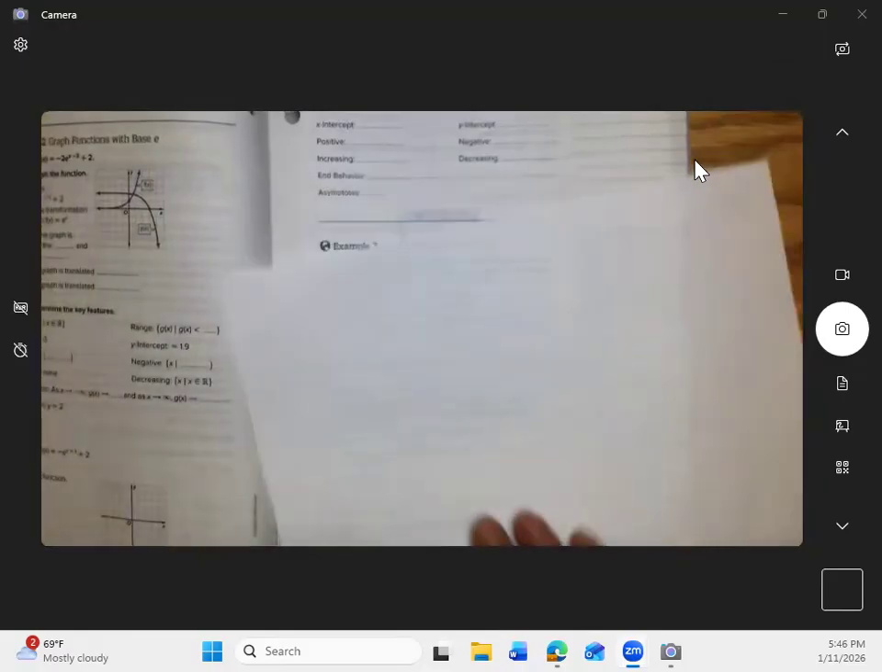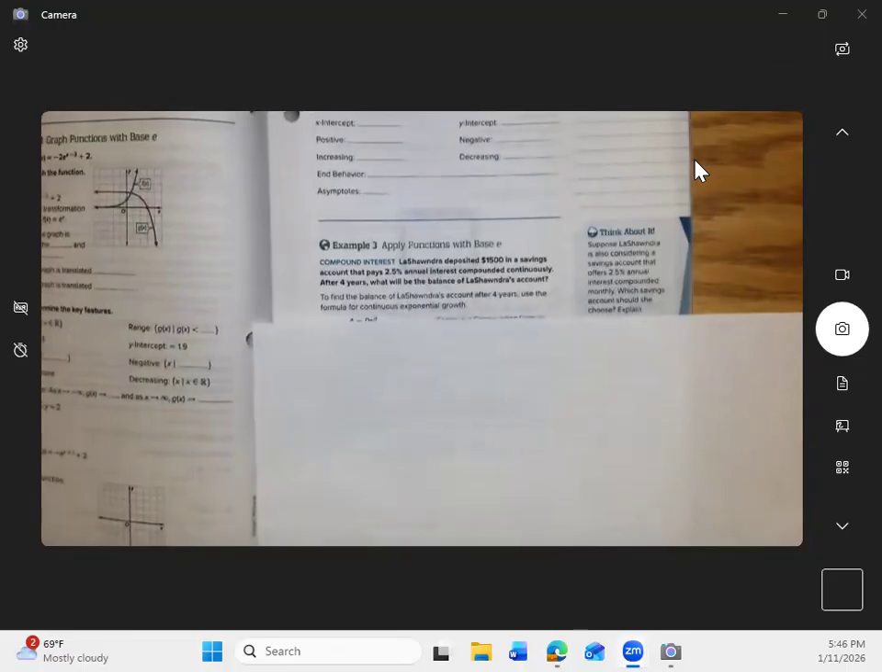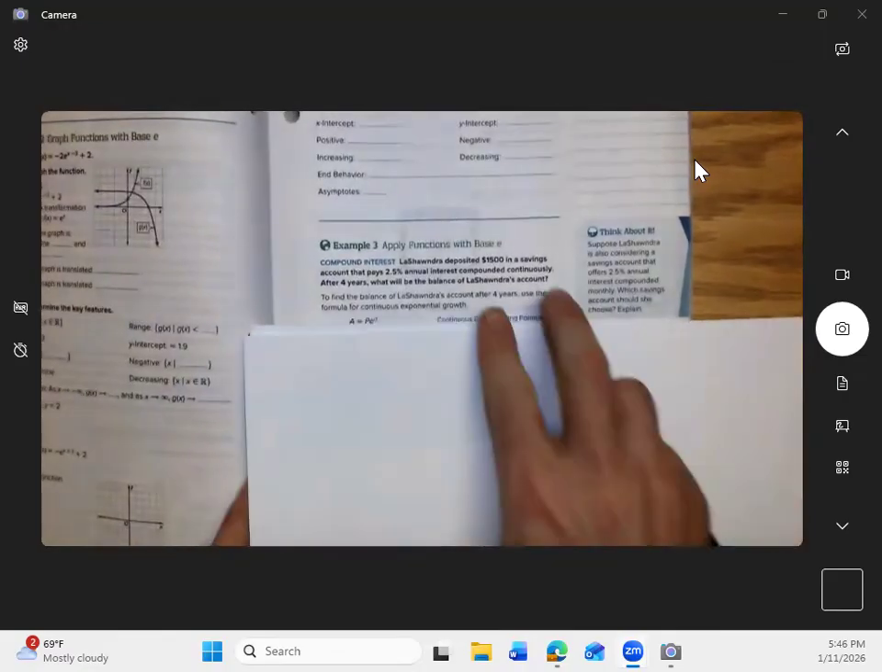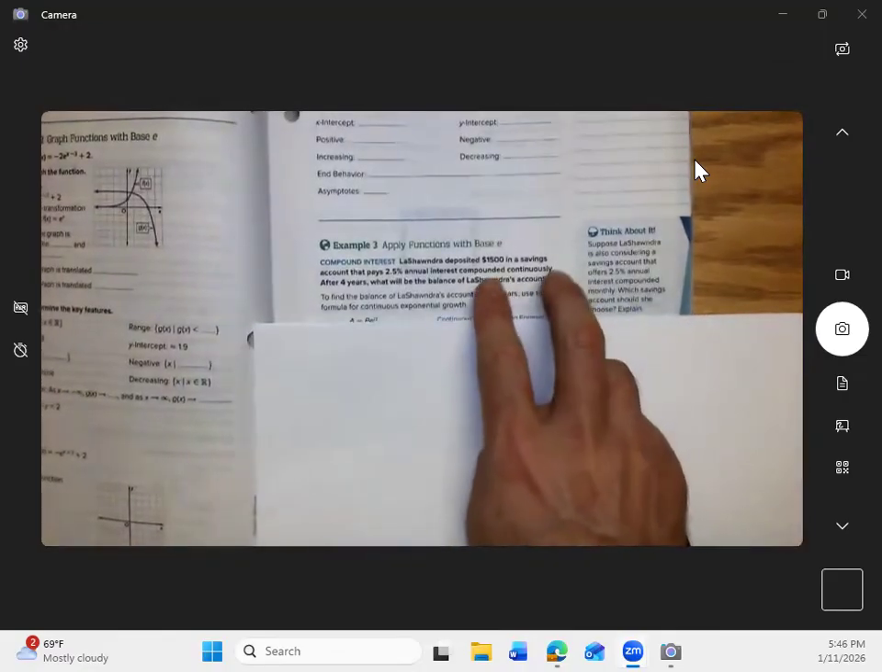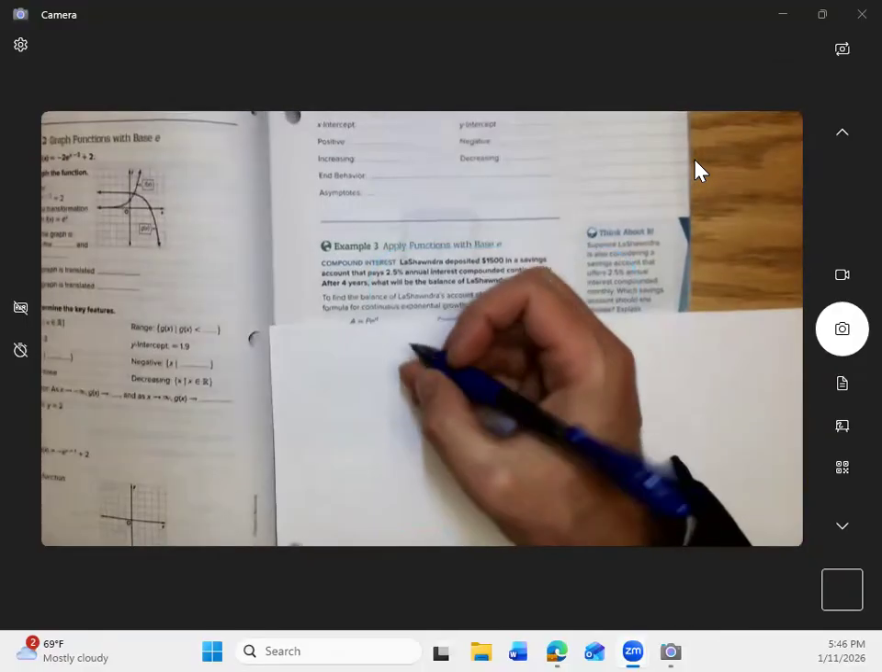Example 3, functions with base e. La Chandra deposited $1,500 in a savings account that paid 2.5% annual interest, compounded continuously. Now we get to use continuous compounding. After 4 years, what's the value in her account?